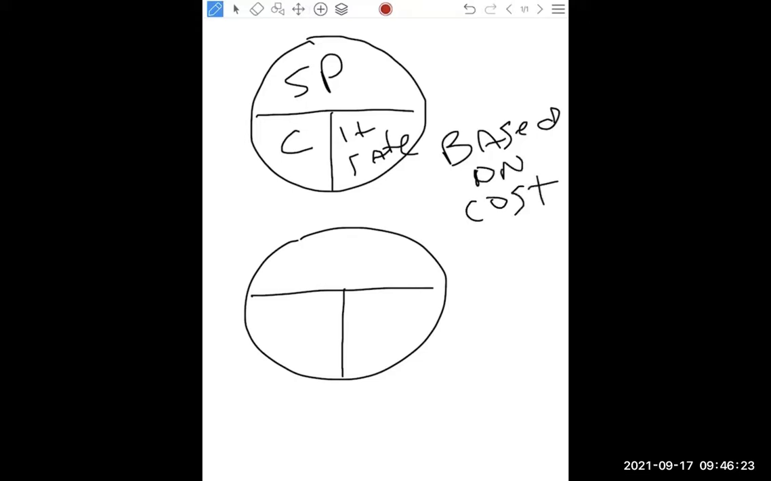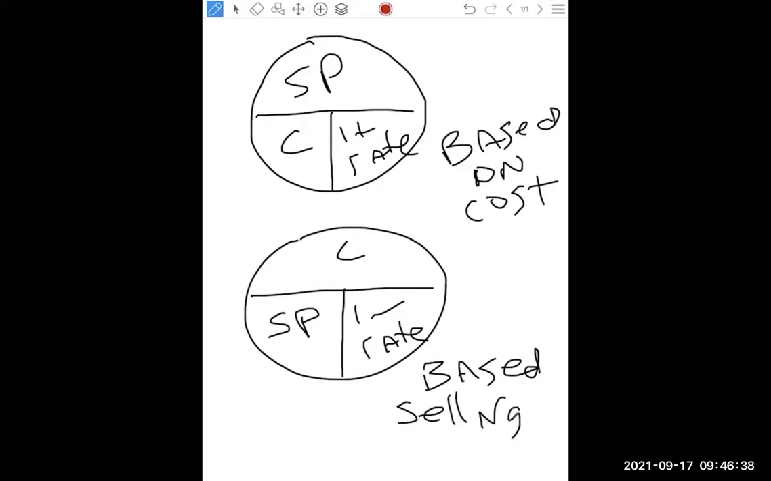And then if you want to do based on markup, based on sales price, it's going to look like this. So this is based on selling price. And so all of the problems in this chapter that deal with markups, you're going to be using one of these two formulas to get the solution that you need.